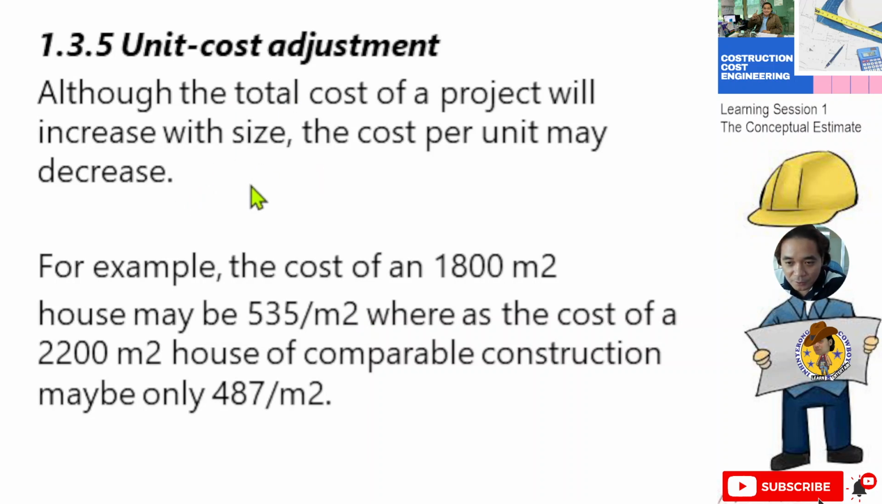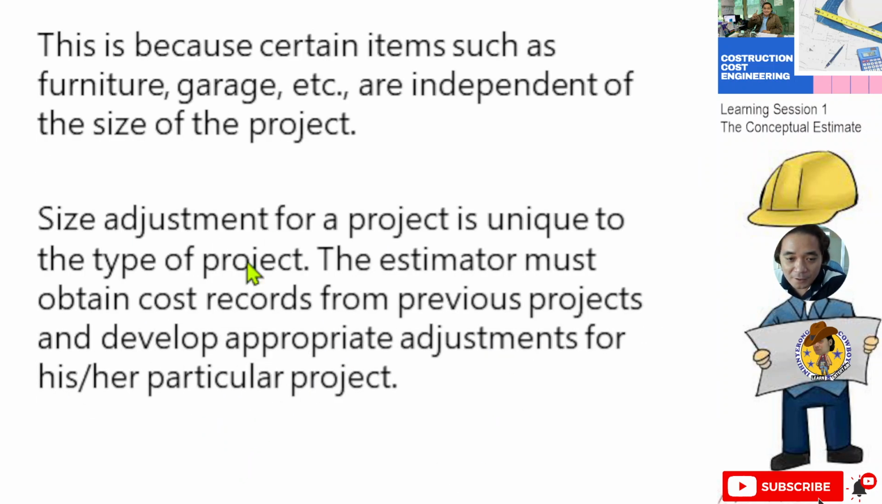Although the total cost of the project will increase with size, the cost per unit may decrease. For example, the cost of an 1800 square meter house may be 535 per square meter, whereas the cost of a 2200 square meter house of comparable construction will be only 487 per square meter. This is because certain items such as furniture, garage, etc. are independent of the size of the project.